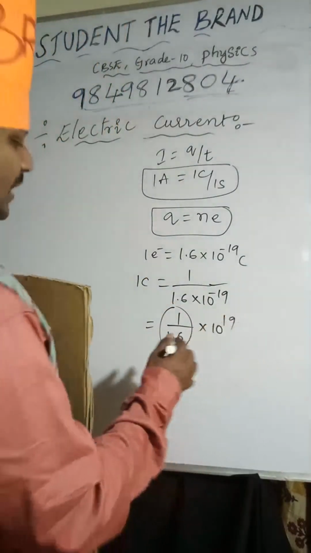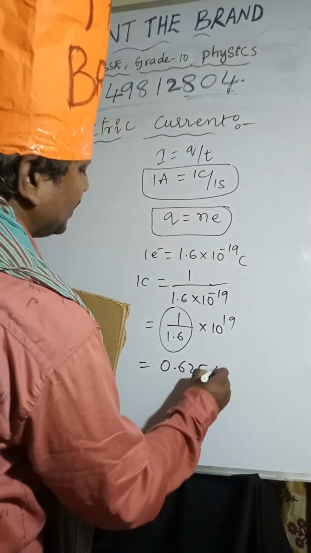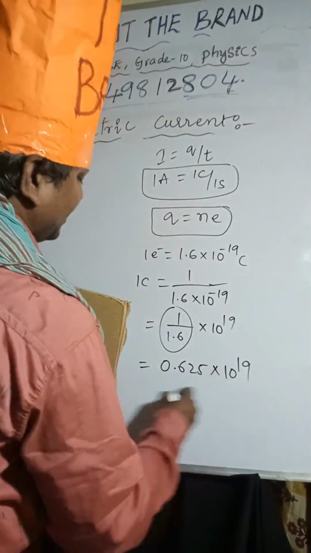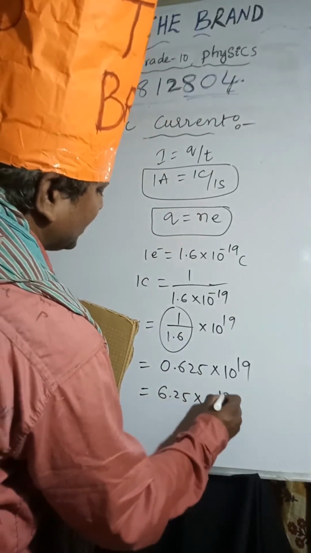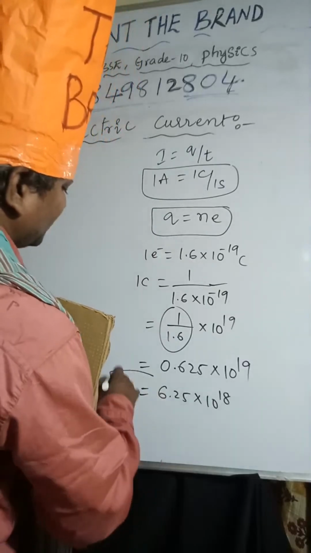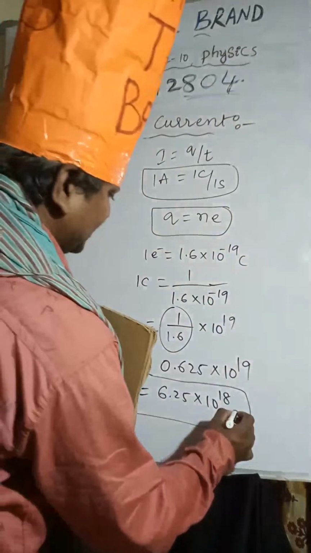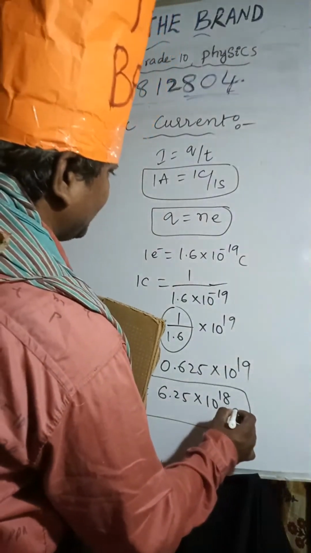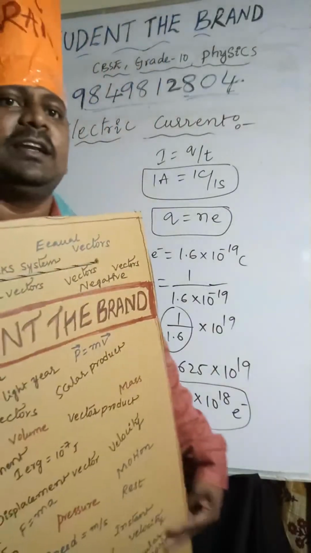If you do this, you will get 0.625 into 10 power 19, that is 6.25 into 10 power 18 electrons. So in 1 coulomb, 6.25 into 10 power 18 electrons are present. This is very, very important: 6.25 into 10 power 18 electrons are present.